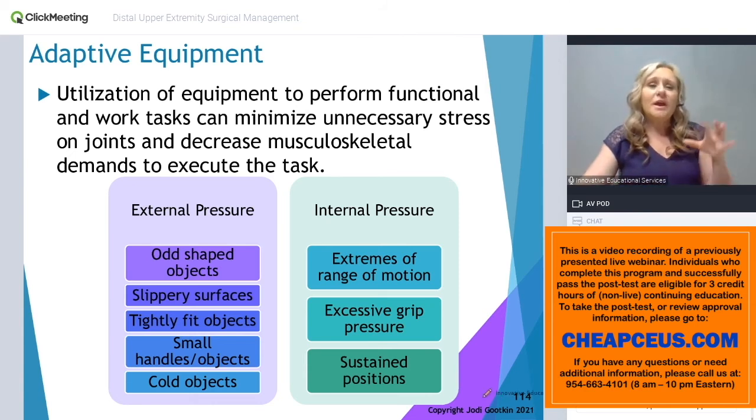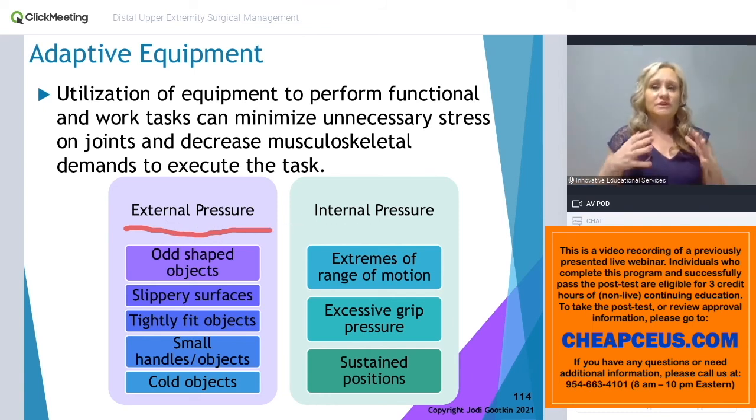We have two kinds of groups of considerations. One is the external pressure that is going to be placed across the hand, particularly if they have an incision site or a pathology of the fascia or that A1 pulley where we want to avoid the excessive pressure. Think about when they're trying to open a bottle, if it's too tight. If surfaces are slippery, they have to exert more force across that, which can compromise the tissues in the area.